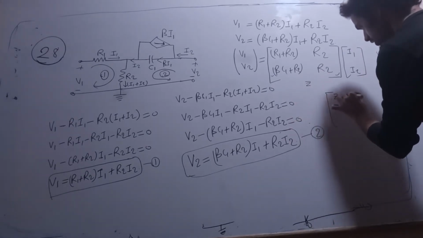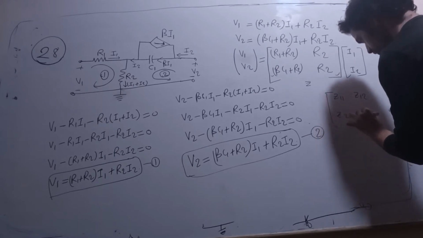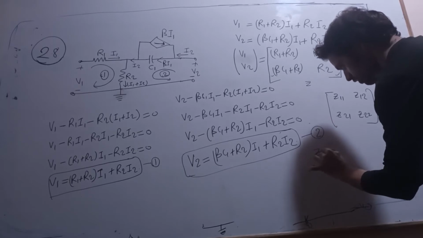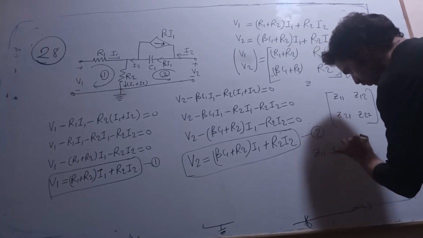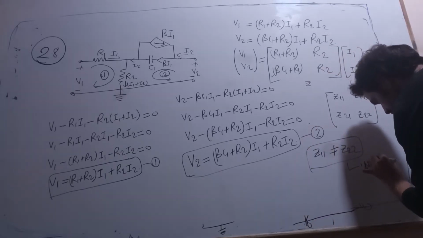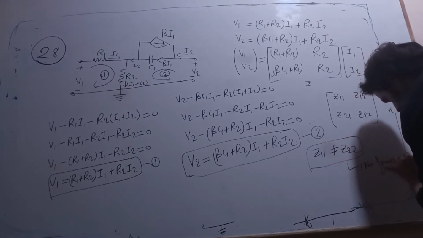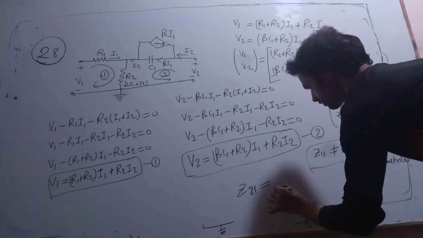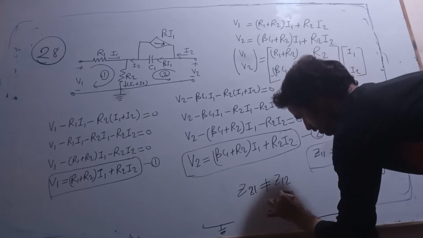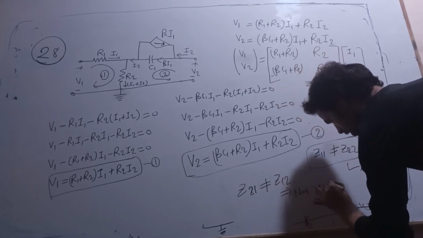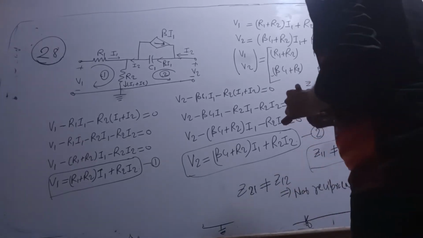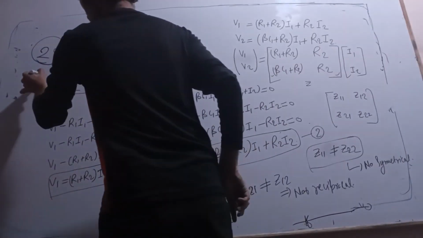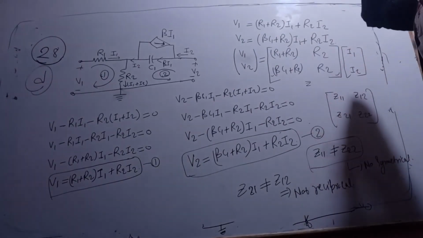Which is nothing but Z11, Z12, Z21, Z22. If you see, Z11 is not equal to Z22, which means it is not symmetrical. Then Z21 is not equal to Z12, which implies it is non-reciprocal. Therefore, by the options we can say that it is neither symmetric nor reciprocal. Therefore option D is correct.